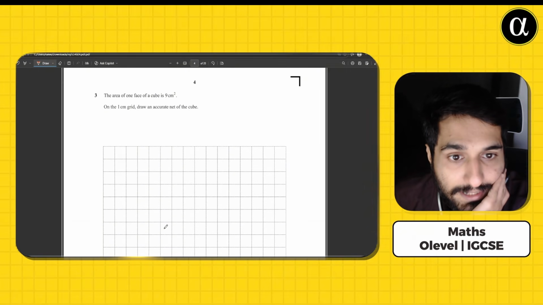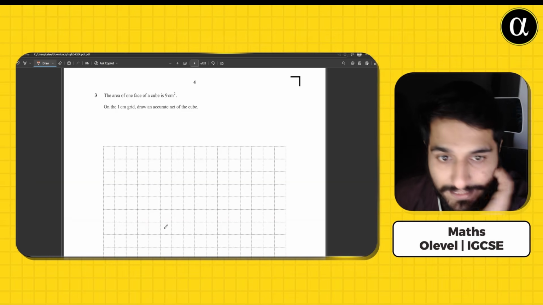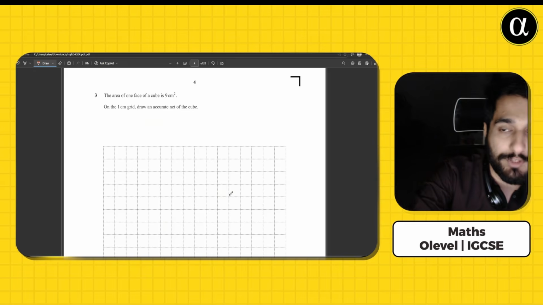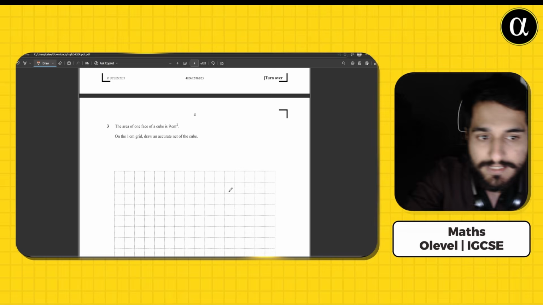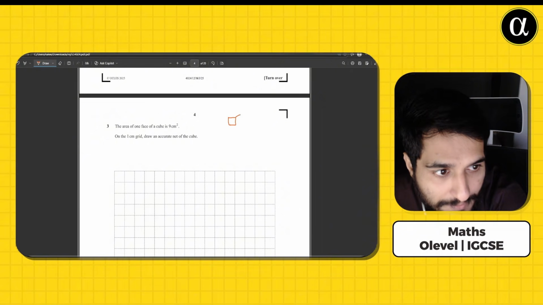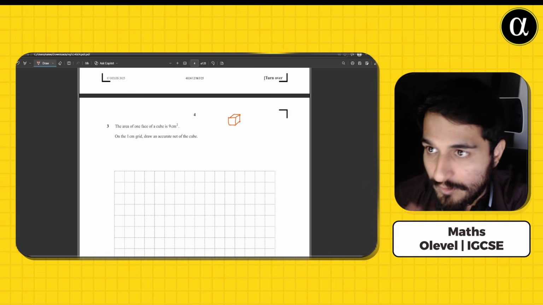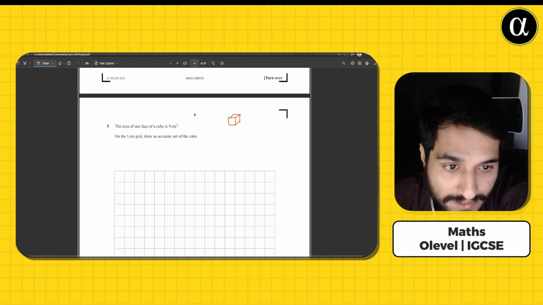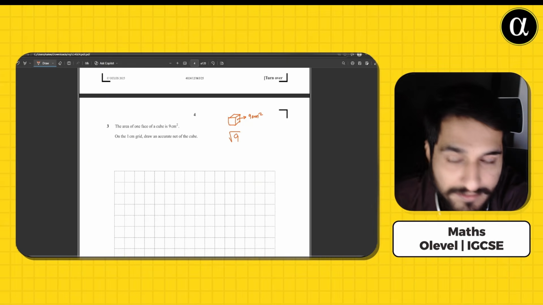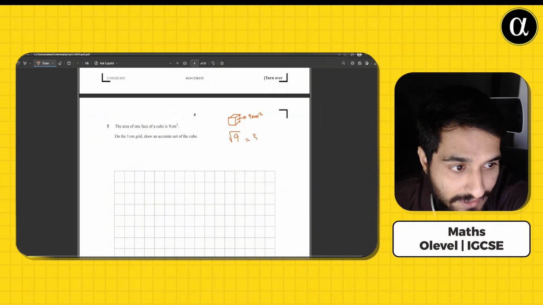The next question says the area of one face of a cube is 9 centimeter squares. On the 1 centimeter grid, draw the accurate net of the cube. Now, how are we supposed to draw this? We need to understand what exactly is a cube. A cube is basically a 3D image of a square. So it's going to be something like this, where we are going to have 6 square surfaces. Now we know that one such face has an area of 9 centimeter squares, which means each length of that is going to be under root of 9, since a square is length times length. So it's going to be 3 centimeter as the length for each of these.